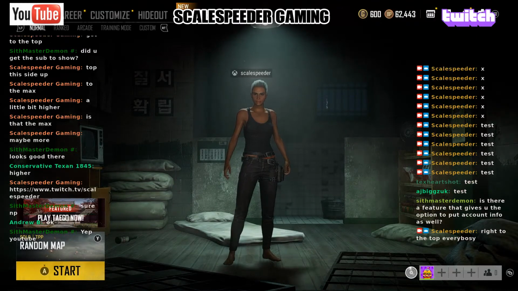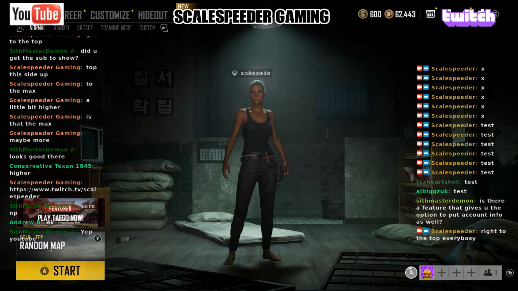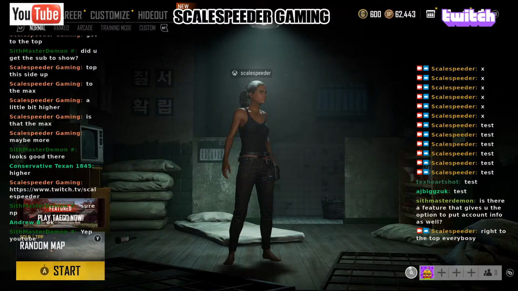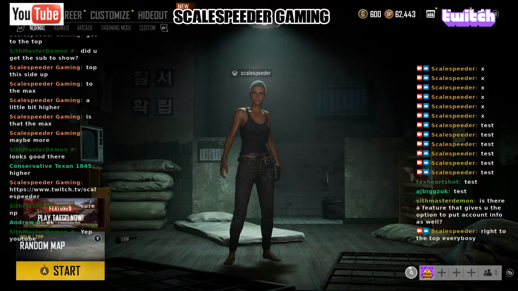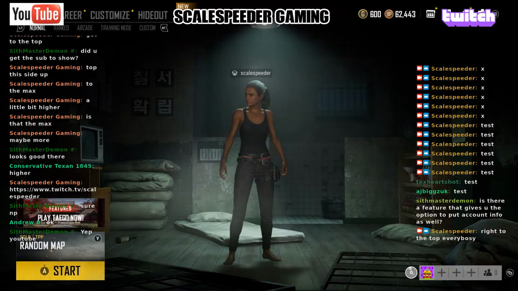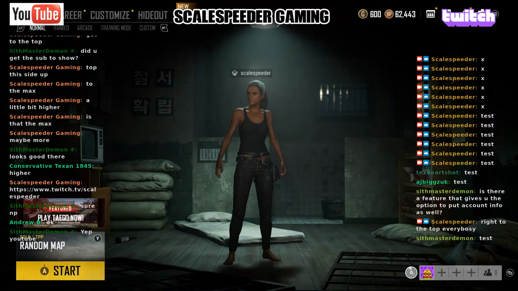Is there a feature that gives you the option to put account info as well? What do you mean by account info? Do you mean like twitch.tv/scale speed or all that sort of stuff? Yeah, you can add whatever text you like.